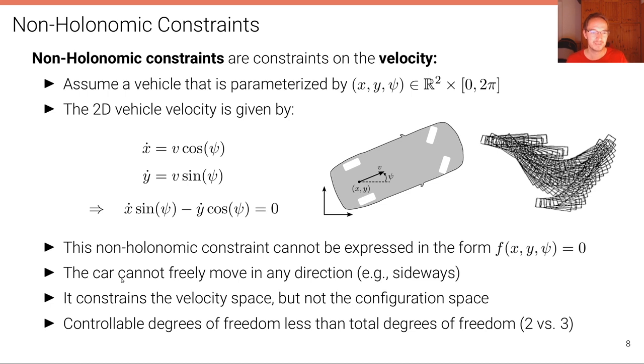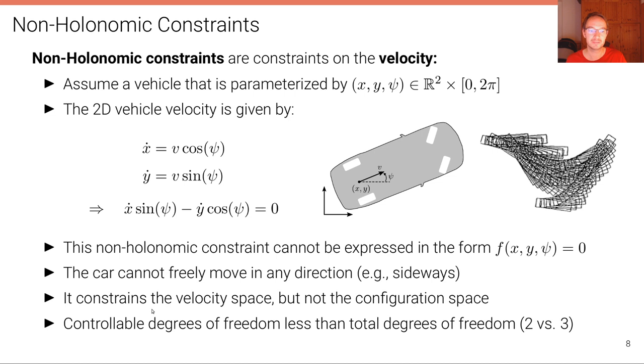What does that mean? That means that this vehicle actually cannot freely move into any direction as it would be the case for the particle that we learned about in the previous slide, which is a holonomic constraint. But here, for this non-holonomic constraint, we constrain the direction where this vehicle can go. For example, it cannot slide sidewards. We can only move forward and rotate the vehicle, but we cannot slide immediately sidewards. We cannot do sideways parking here. So we constrain the velocity space, but not the configuration space.